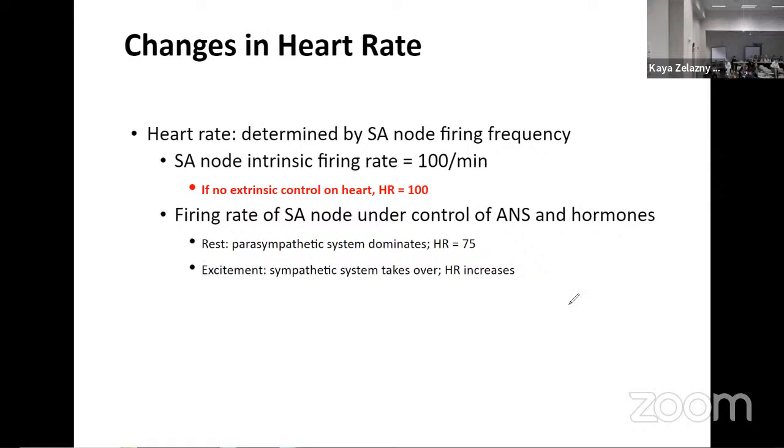But because we have control of that SA node with our parasympathetic and sympathetic parts of our nervous system, when we're at rest, that parasympathetic nervous system is dominating, sending action potentials to your heart, telling it to relax a little bit, keeping your heart rate down around 75, maybe lower, depending how at rest you are. If you're excited or you're stressed out or drank a lot of coffee, right? That sympathetic nervous system takes over and this increases your heart rate, which can go way above 100 beats per minute.